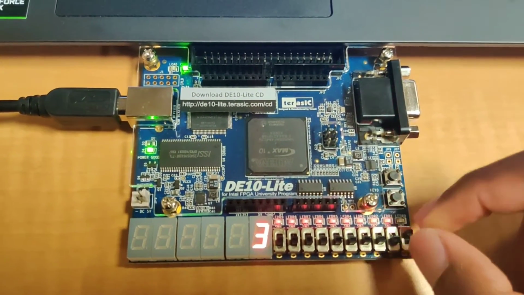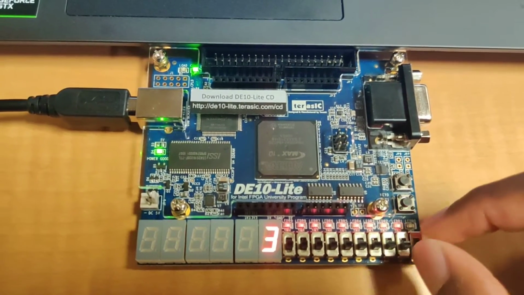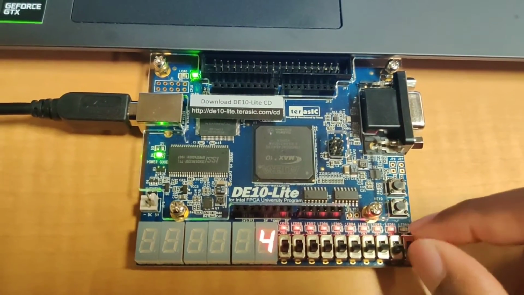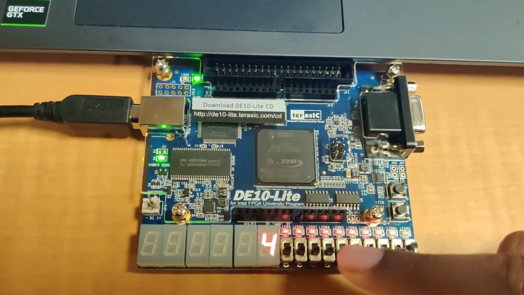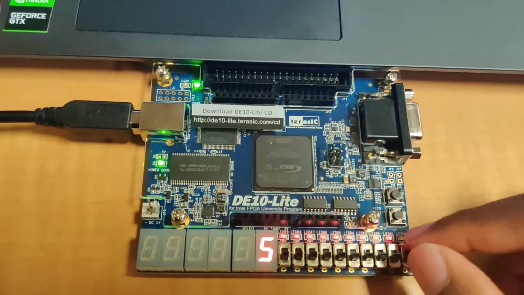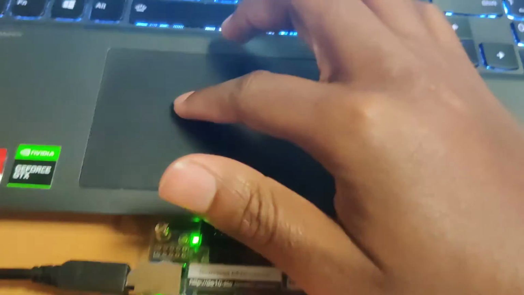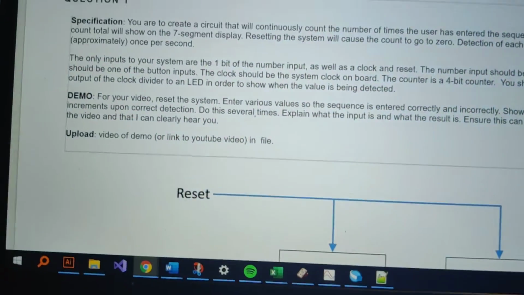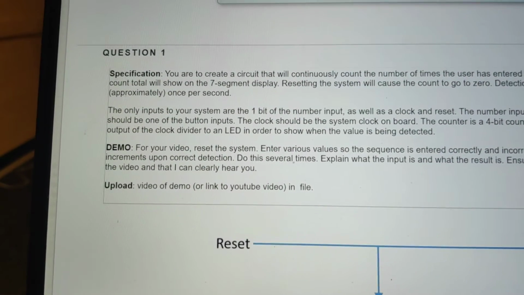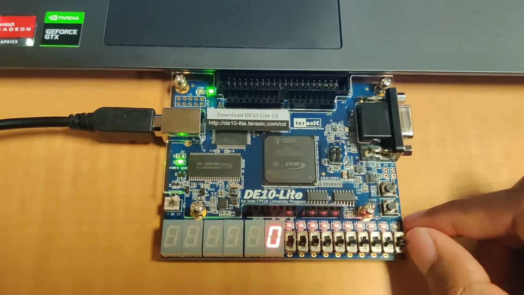Then 0, 0, 1, it changes. 0, 0, 1, it changes, and doesn't change. I think that's enough times to input it correctly and incorrectly, and ensure that the count increments on a correct detection. So we'll just go ahead and reset it and do it one more time.